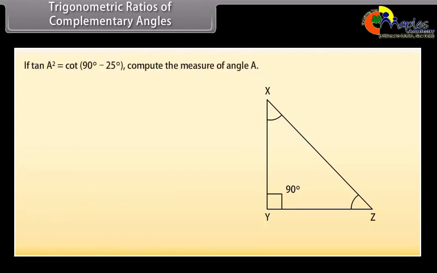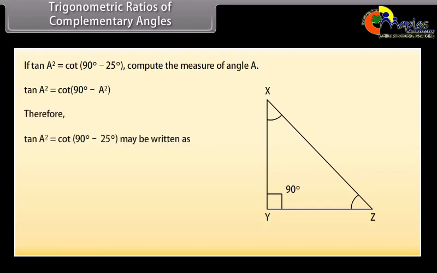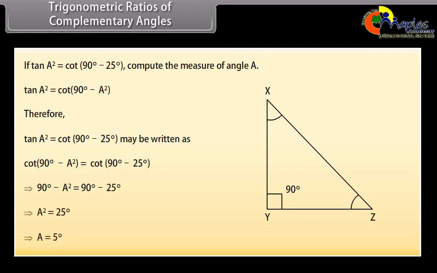If tan 2A is equal to cot (90 degree minus 25 degree), compute the measure of angle A. Tan 2A is equal to cot (90 degree minus 2A). Therefore, tan 2A is equal to cot (90 degree minus 25 degree) may be written as cot (90 degree minus 2A) equals cot (90 degree minus 25 degree). It implies that 90 degree minus 2A is equal to 90 degree minus 25 degree. In other words, 2A is equal to 25 degree. A is equal to 5 degree.